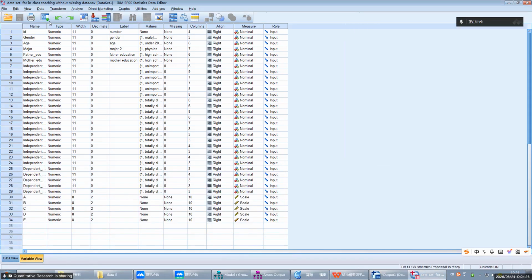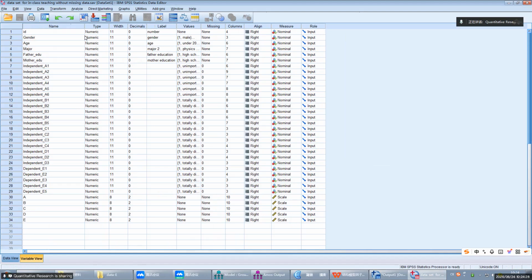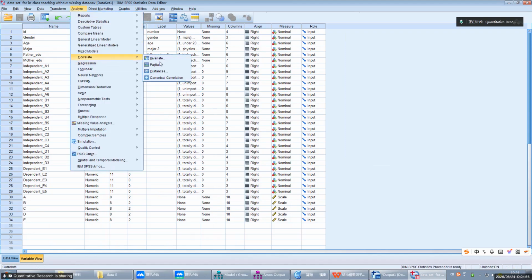Okay. So now, when I say intercorrelations of A, it means correlations of A with all the other variables. So it means what? Correlation of A with B, C, D, E. How to compute correlations? Here, right? Correlate.